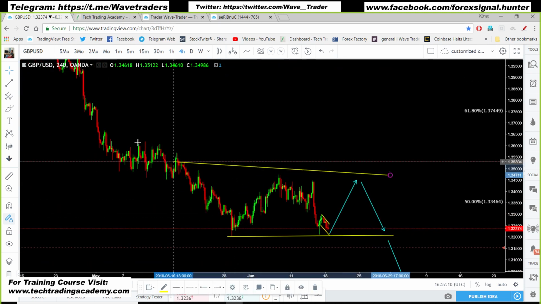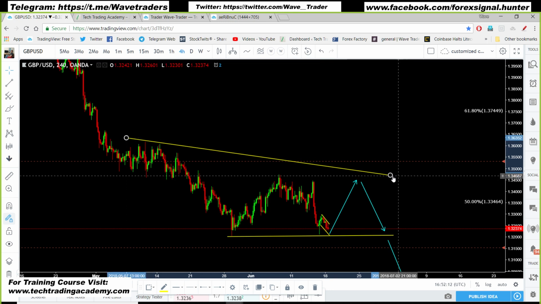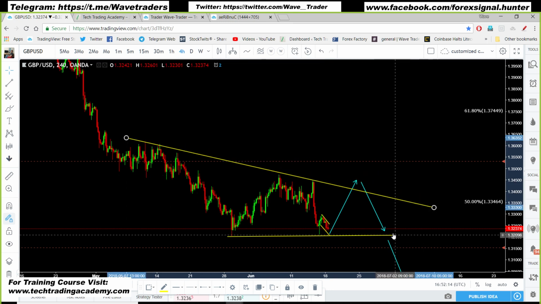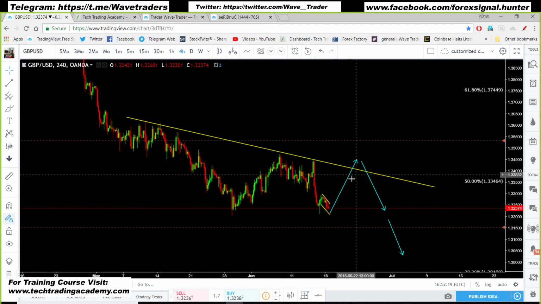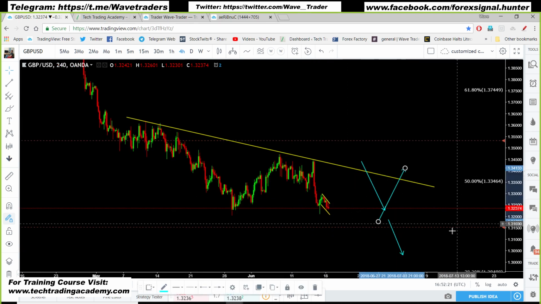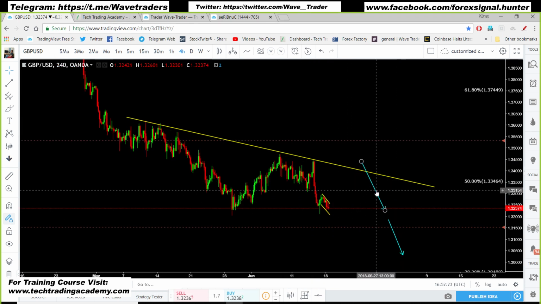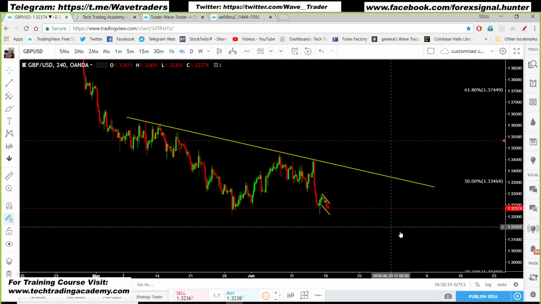So the bigger image, you guys know that. What is the bigger image on the pound dollar? I can show you that image again. Then let this continue for more downside. So, breakdown, let it continue for more downside.